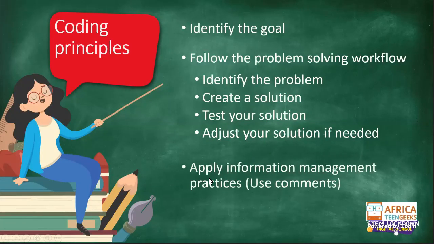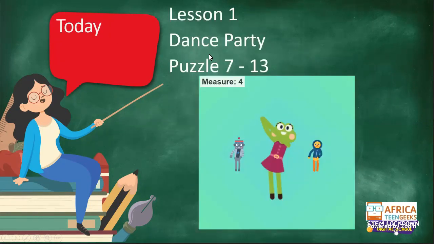And that is also tied into this principle at the bottom, apply information management practices. We want to separate the code to identify exactly which sequence of code is solving which problem. In the first few puzzles, like the ones we're doing today, lesson 1, dance party, puzzles 7 to 13, that isn't so important because we're not creating a lot of code. But once we get into the later lessons, that becomes very important.